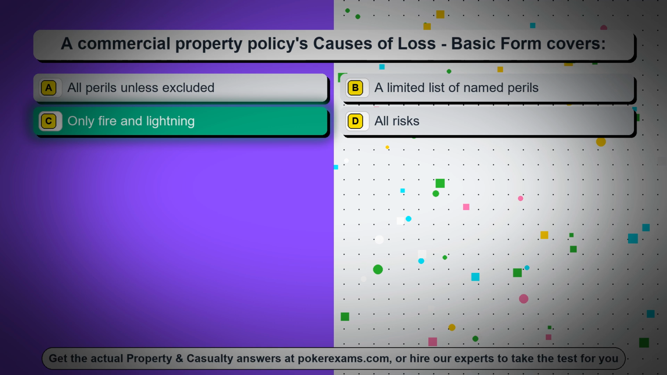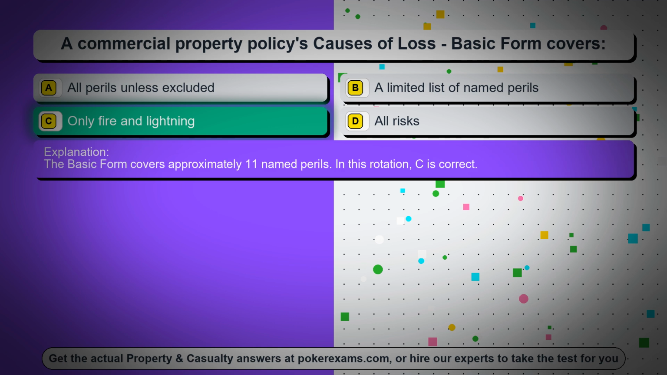Only fire and lightning. The basic form covers approximately 11 named perils. In this rotation, C is correct.